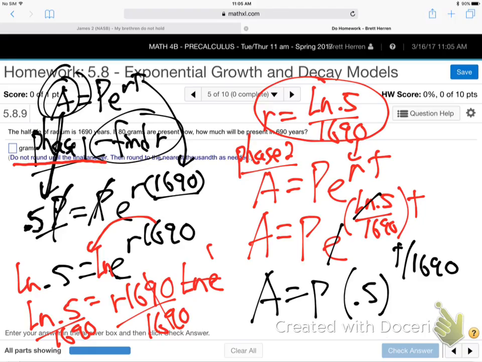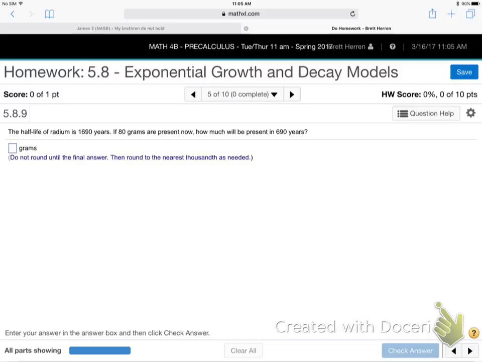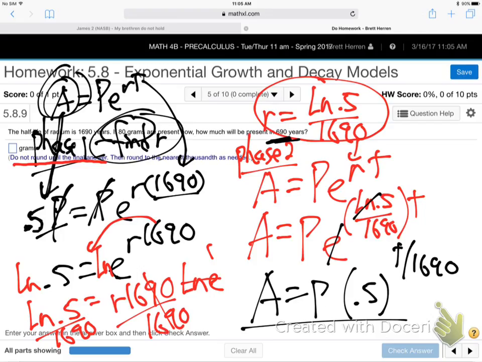All right, so anyway, we got that formula. Good so far? So there's our formula. Now, what is their actual final question to me? Oh, how much in 690 years? How much will be present in, 80 grams now. Kind of written all over it. 80 grams now, so that's the P, huh? So here, can I go to a new screen? Everybody got that copy down? A equals P, 0.5 to the T over 1690. So let's do that. So A equals P times 0.5 to the T over 1690. So everybody got that copy down okay?